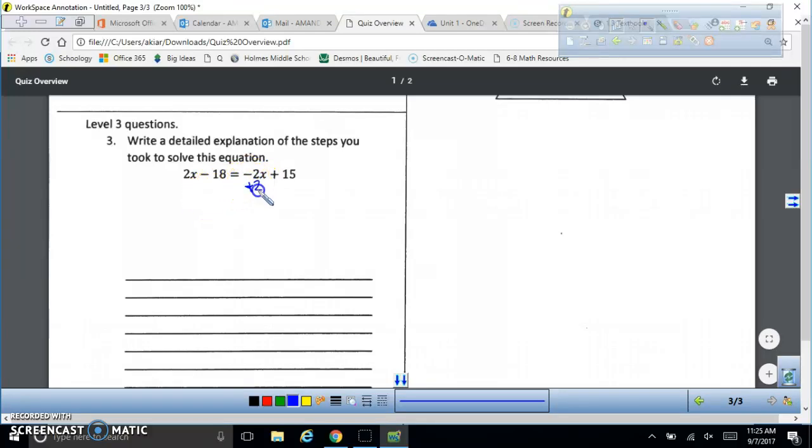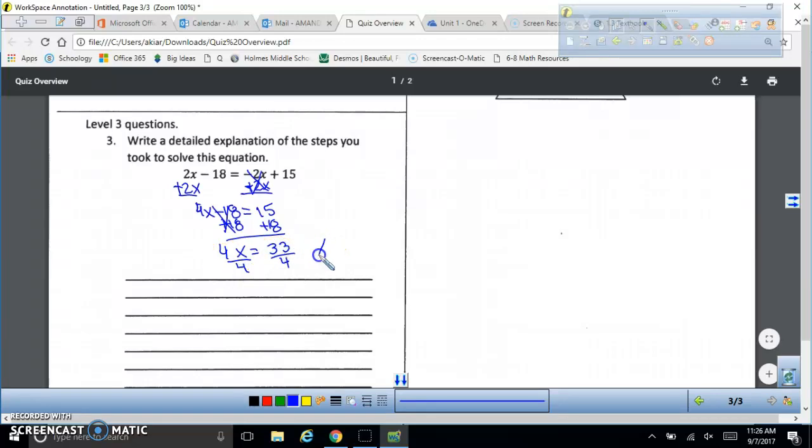So I'm going to add 2x. Okay, 2 plus 2 is 4. Still have that 18, 15. Okay, now I'm going to add 18, isolating my x, getting x all by itself over on this side. Now I only have the x's, equals 15 plus 18 is 33. And I'm going to divide by 4.